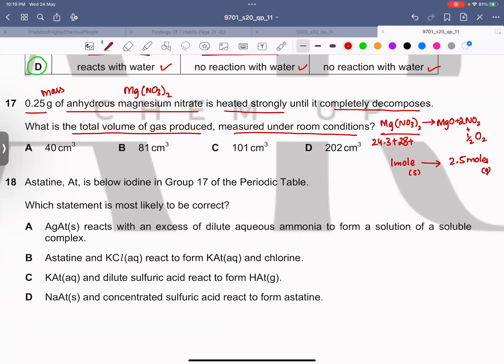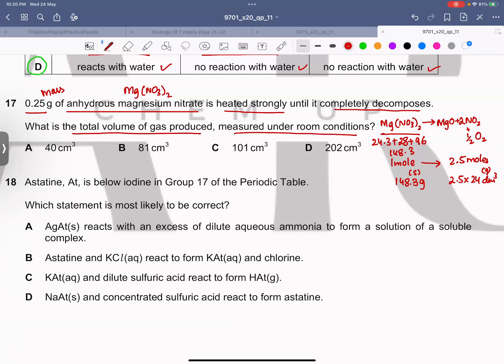Then oxygen. There are 6 oxygens. So 6 oxygens makes it 96. Can anybody add them and tell me the answer, please? Is it 148.3? Can anybody confirm, please? 148.3. Okay, so it means when we heat 148.3 grams of magnesium nitrate, we are going to get 2.5 times 24 decimeter cube volume of gases. Is this point clear to everyone?